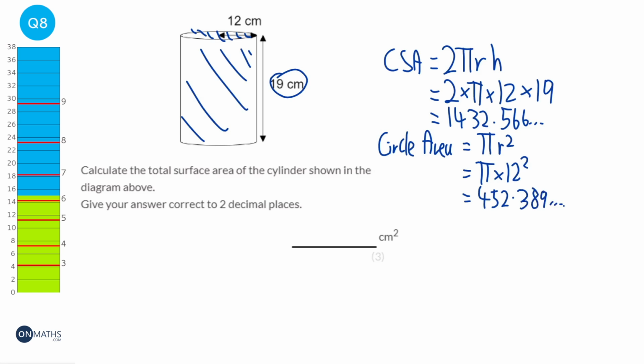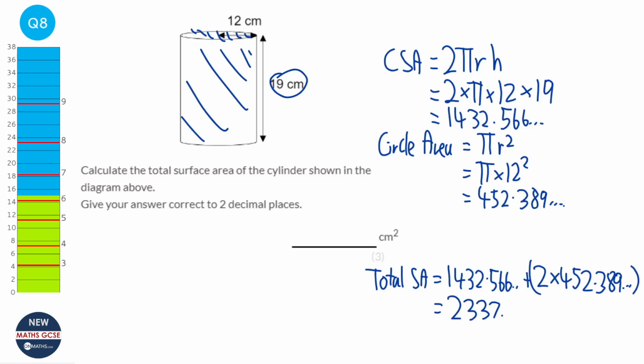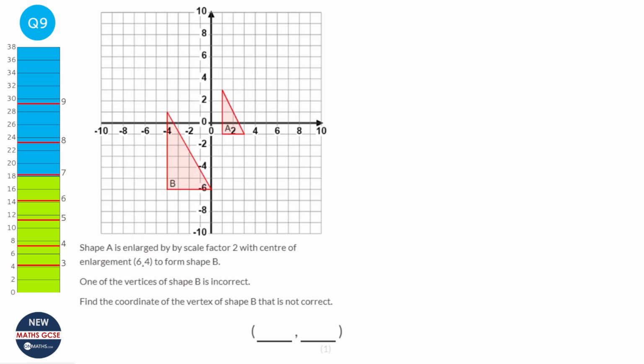Now there are actually 2 circles, so when we work out the total surface area, we add the curved surface area to two lots of the circle area, because there's one circle at the top and one at the bottom, and that gives us 2337.344 blah blah blah, and to two decimal places, that is 2337.34.